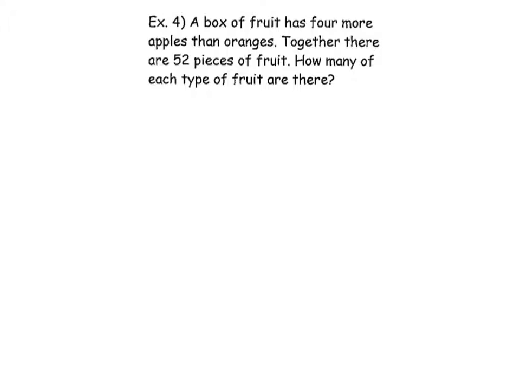Okay, try the last one. Again, on your own. Let me wander around and help. I want you to write A and O and then do your equation. Okay, watch him as he writes. The smaller number is the variable. There are fewer oranges, so that's my variable, and apples are 4 more than oranges. Perfect. So there's my apples plus oranges equals 52.